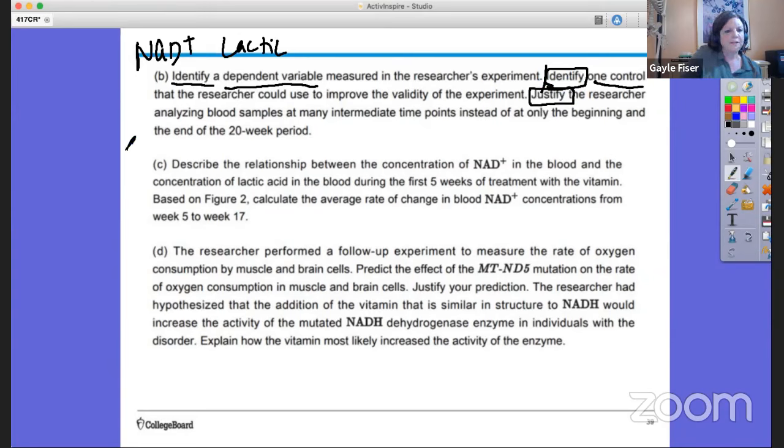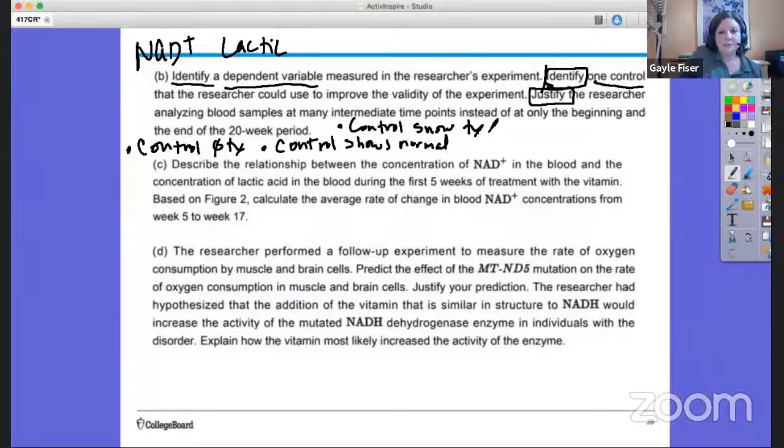So controls, I always write 3 things about a control. I say the control has no treatment. I say that the control shows what's normally happening without the treatment. And then the control also shows that the treatment is responsible. Those are 3 things that if I'm writing about a control, I'm always saying those things. Whether it's needed in the rubric or not, I'm always saying those things just in case.